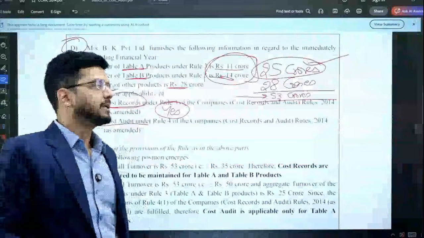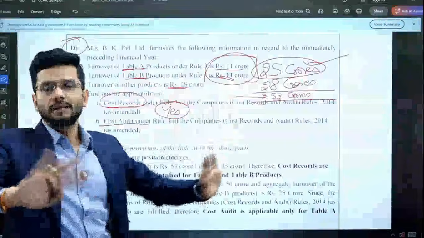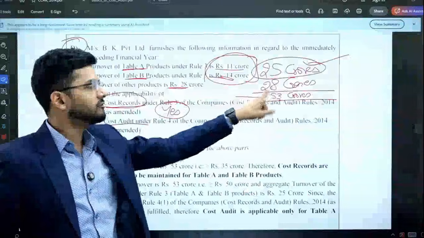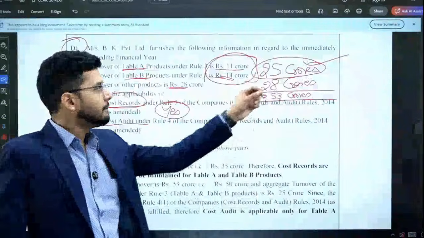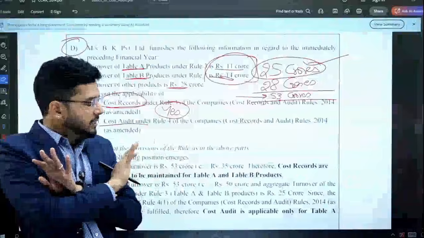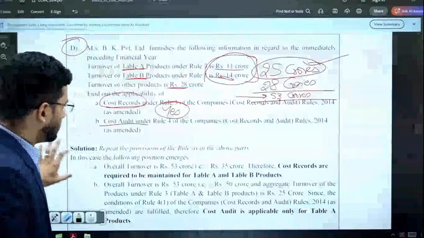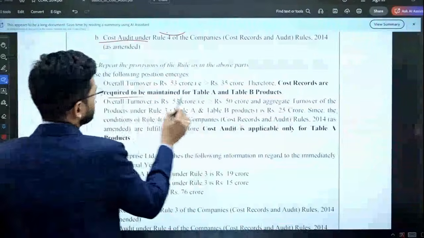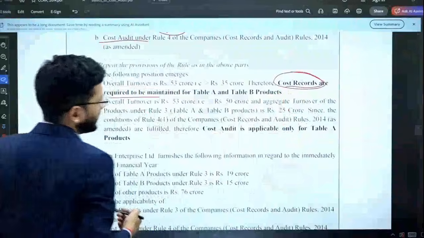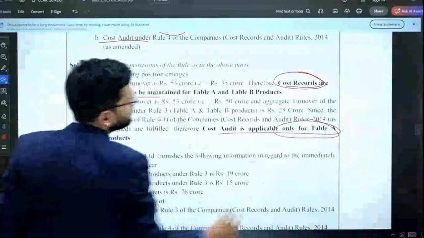Product A cost audit is applicable. Product B cost audit is not applicable because for product B we need overall turnover of 100 crores or more. Product B, table B, cost audit is not applicable. So yes, cost records are required to be maintained and cost audit is applicable only for table A.